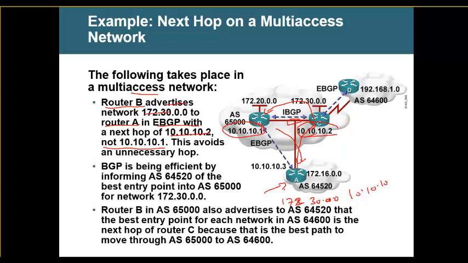But are we forming neighbor with 10.10.10.2? No, we are forming neighbor with 10.10.10.1. Why is it like this? This helps to avoid unnecessary hops. So you don't need to go a long way like this. You can take the shortcut like this. See how smart BGP is.